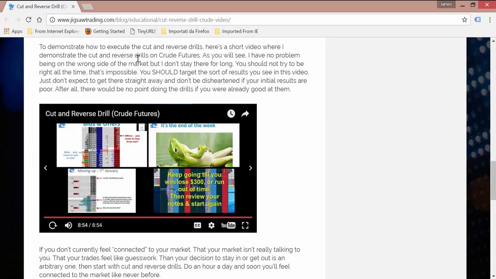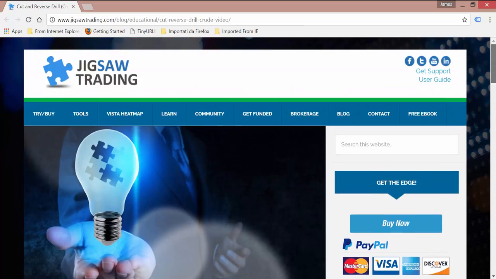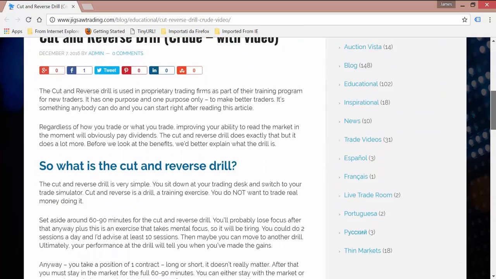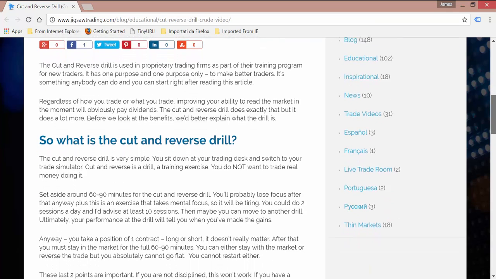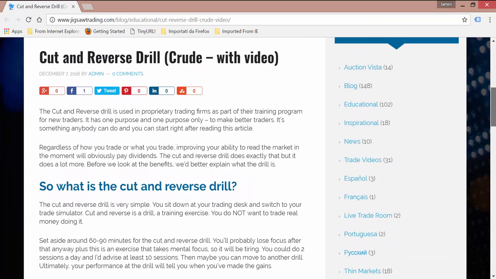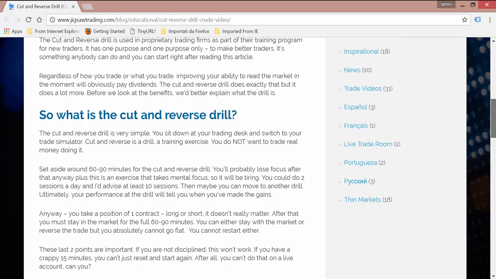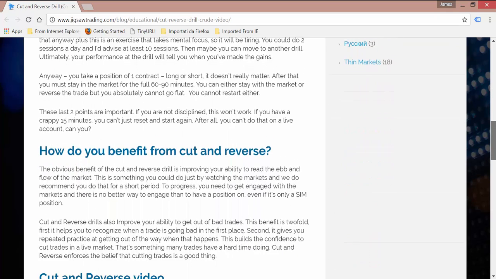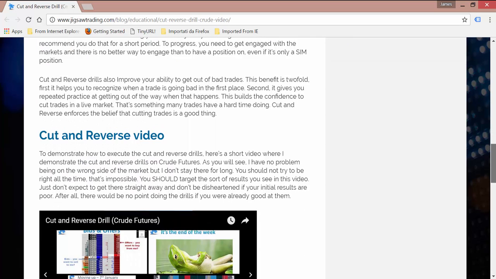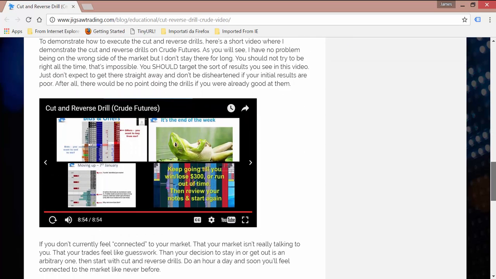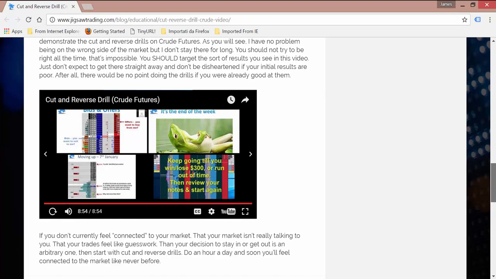I'm going to do Jigsaw Trading's cut and reverse drill, which isn't really their drill. It's a drill that many proprietary trading firms, prop firms, use to get people up to standard in their order flow analysis. So I think that's what I'm going to do starting from today.